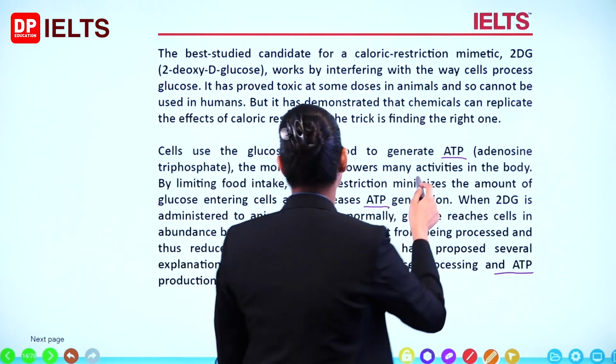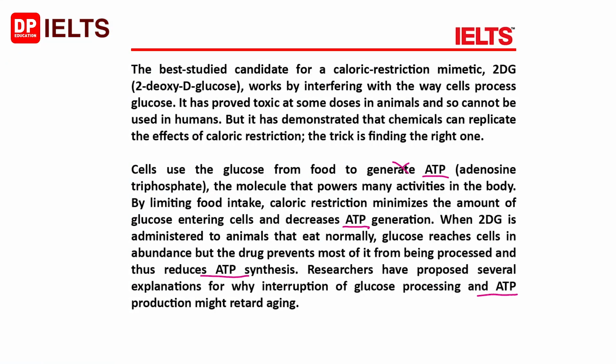This is generate, does not have that. Right, ATP decreases, seems like a probable one. Reduces ATP synthesis. So ATP synthesis and generation is producing it. So this seems the right answer, not this. Processing the ATP production, not really. So it doesn't have decreasing. So let's read this sentence.